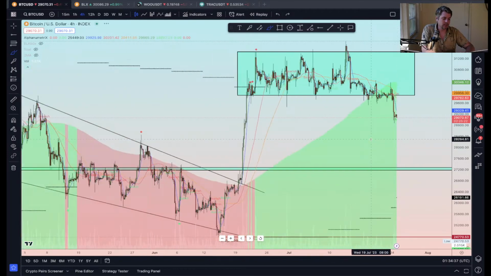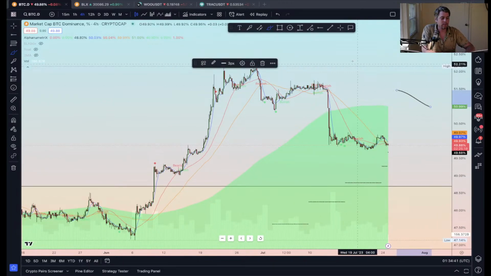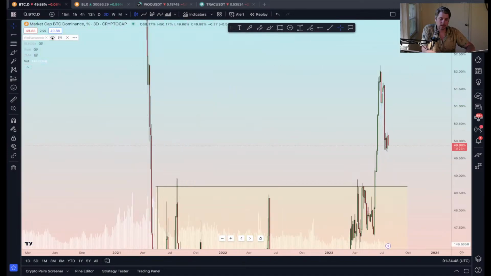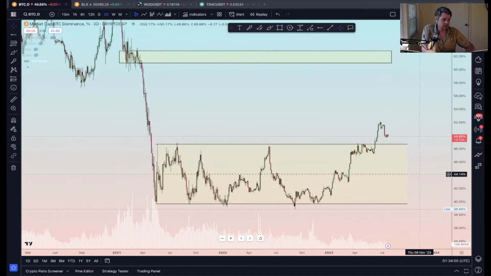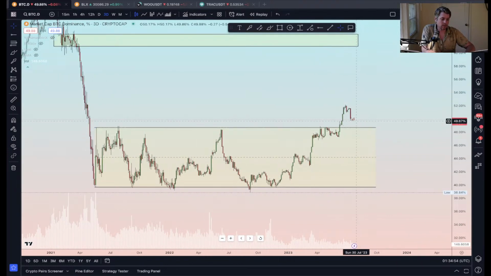Let's take a look at Bitcoin dominance. Bitcoin dominance is trending back to the trading range. Let's go to a higher time frame here. Let's go to the 3-day. Let's turn alphanumerics off for a moment. We are trending back towards a retest of the top of the range right here.